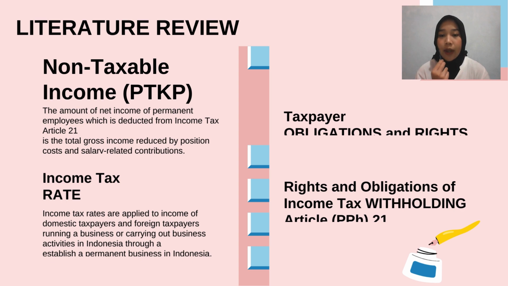The amount of permanent employees' net income that is deducted from Income Tax Article 21 is the total gross income reduced by position fees amounting to 5% of gross income, maximum of 500,000 rupiahs a month or 6 million rupiahs a year, and contributions related to salaries paid by employees to pension funds whose establishment has been authorized by the Minister of Finance or the Old Age Benefits Administering Body.